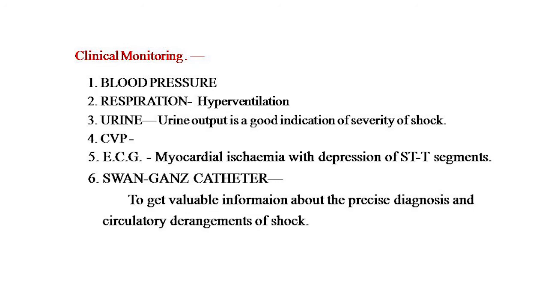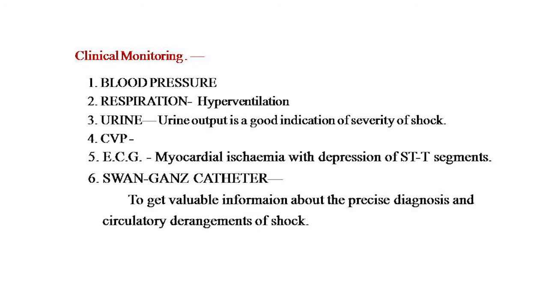And next is CVP. Measurement of central venous pressure is quite important in assessing shock. In hypovolemic shock, the blood volume is decreased, so is the CVP. Whereas in cardiogenic shock, there is no depletion of blood volume and the CVP remains normal. Next is the ECG. In severe shock, the electrocardiogram may show signs of myocardial ischemia with depression of ST-T segments. And next is the Swan-Ganz catheter. This catheter is used in sophisticated centers to get valuable information about the precise diagnosis of the circulatory derangement of the shock.